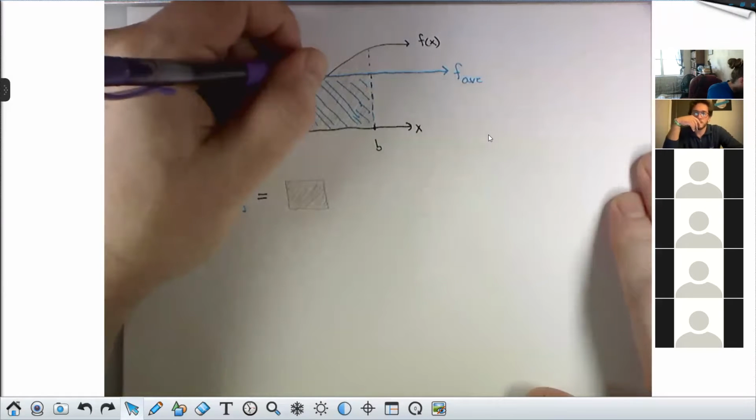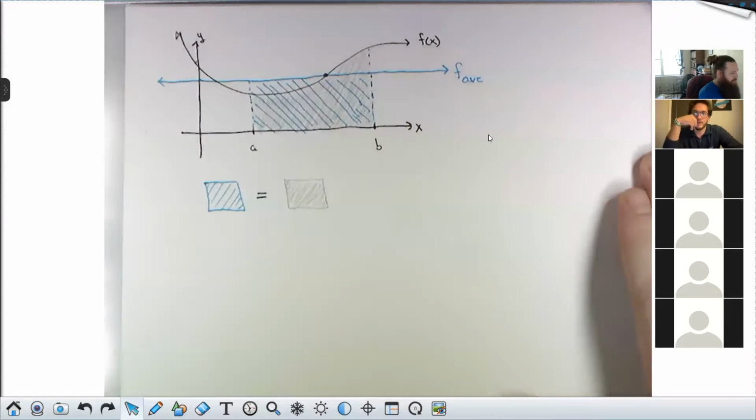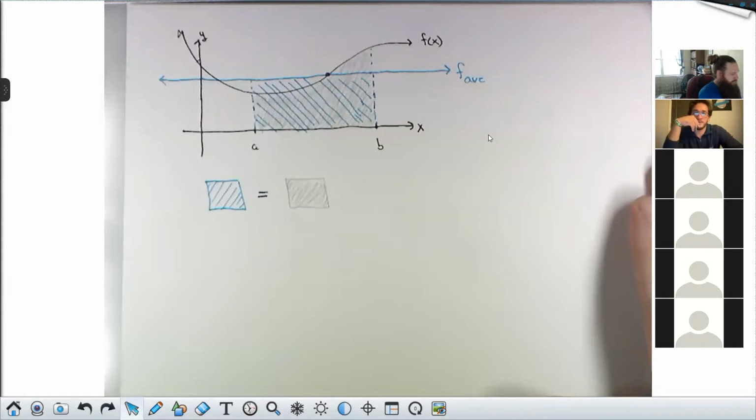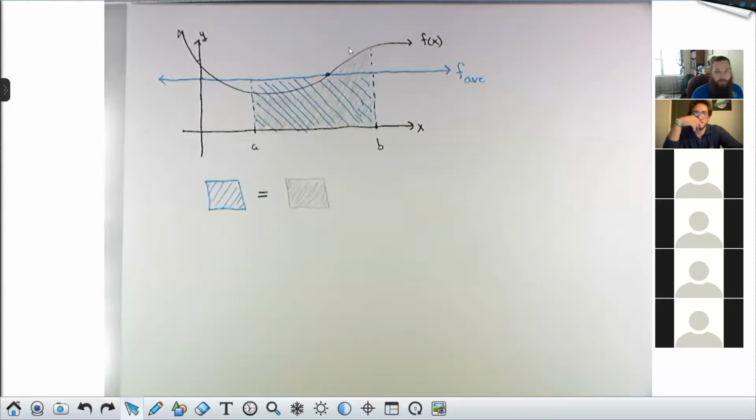Professor, what happens with all the values that are not enclosed by both f of x and f average, like that little sliver right on top? So kind of this piece right here. Yeah, so this piece is enclosed by the average value, but not by the original. This piece is enclosed by the original, but not the average value. So one way to think of it is the amount up here has the same area as the amount down here, because they have to kind of balance each other out.